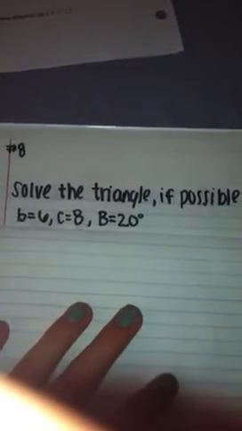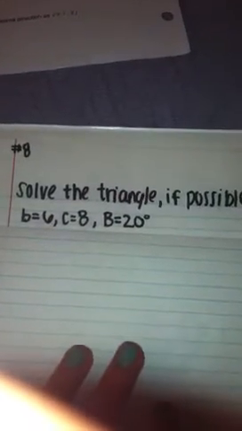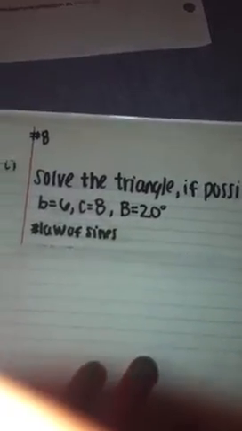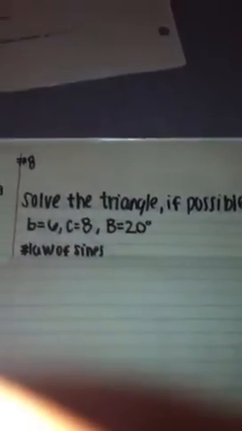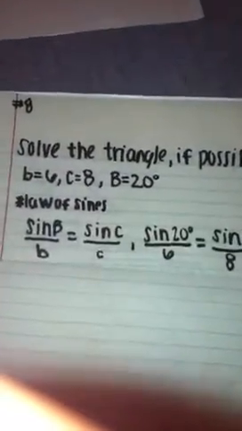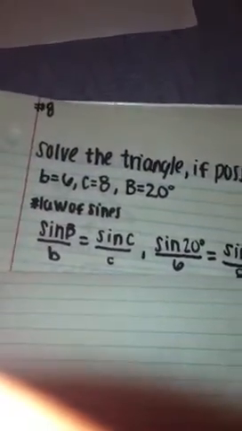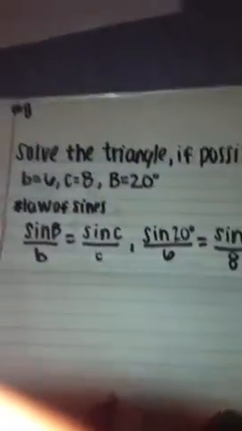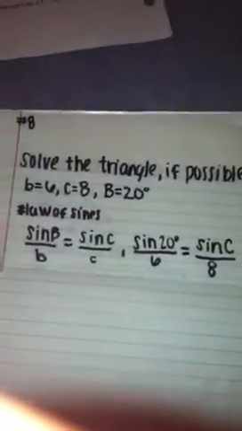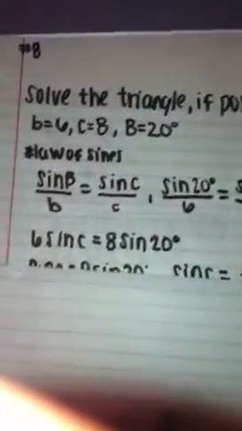Solve the triangle if possible where b equals 6, c equals 8, and angle B equals 20. We're going to use the law of sines because we have a corresponding angle with a corresponding side. So sine B over b equals sine C over c, and that equals sine of 20 degrees over 6, equaling sine C over 8. We're going to cross multiply to get 6 sine C equals 8 sine 20.